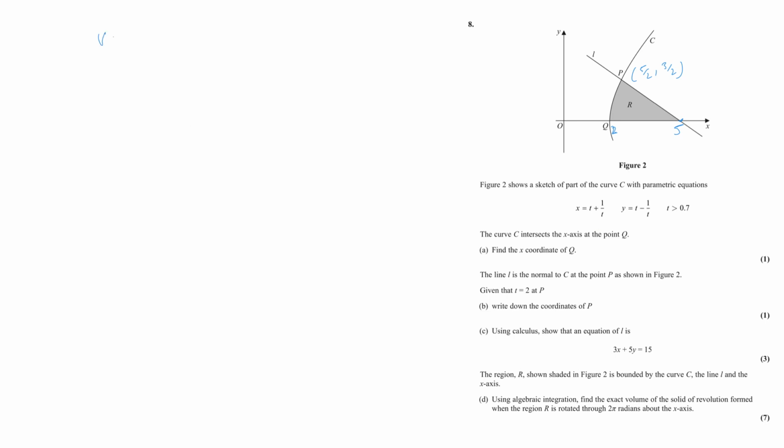Okay, so volume equals pi times the integral of y squared dx. So in this case, it's going to be y squared dx by dt dt, because the dt's kind of cancel, leaving the dx in there. Okay, so that's the first step.